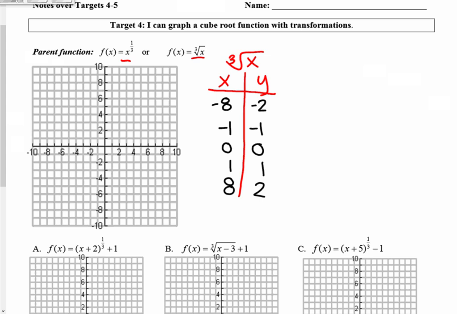So my first points are (-8, -2), (-1, -1), (0, 0), (1, 1), and (8, 2). What we're going to notice is this graph goes in both directions every time. It kind of looks like a flattened out S shape. That is the shape that we should have every single time when you graph these. Sometimes it will be a little bit more steep, or sometimes it will be a little bit flatter.